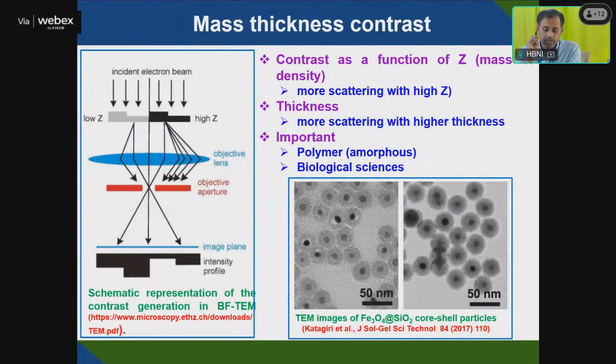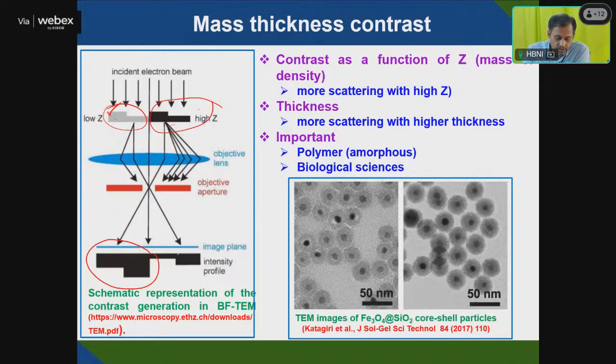So if you see the image difference, as I told, there is a bright field image. I am discussing the bright field image now, where you have mass contrast. I have taken a material where this left side is low Z and this side is high Z. In low Z, you can see the electron beam is getting transmitted more easily, so you are getting this type of structure.